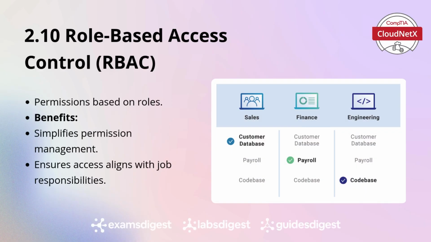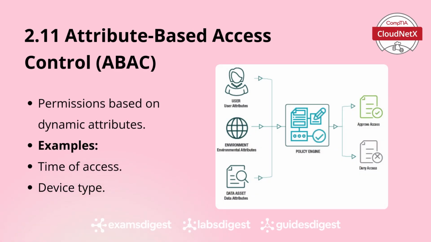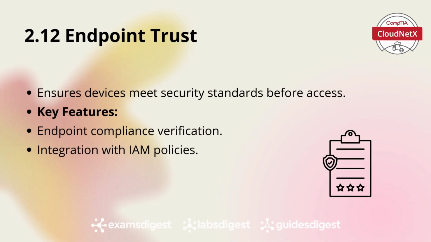Now, let's discuss access control models. Role-based access control assigns permissions based on a user's role within the organization. For example, an HR manager might have access to employee records but not financial systems. For more granular control, attribute-based access control takes things further by considering dynamic attributes like time of access, device type, or location. For instance, a sales rep might access the CRM during business hours from a corporate laptop, but be blocked outside those parameters.